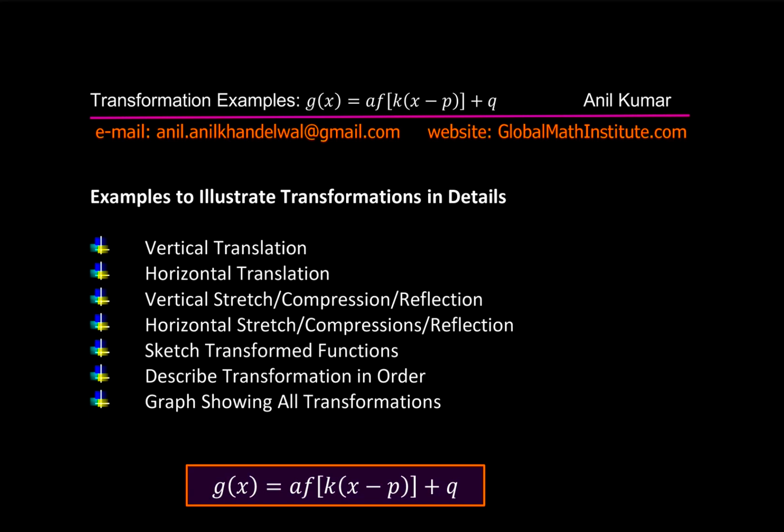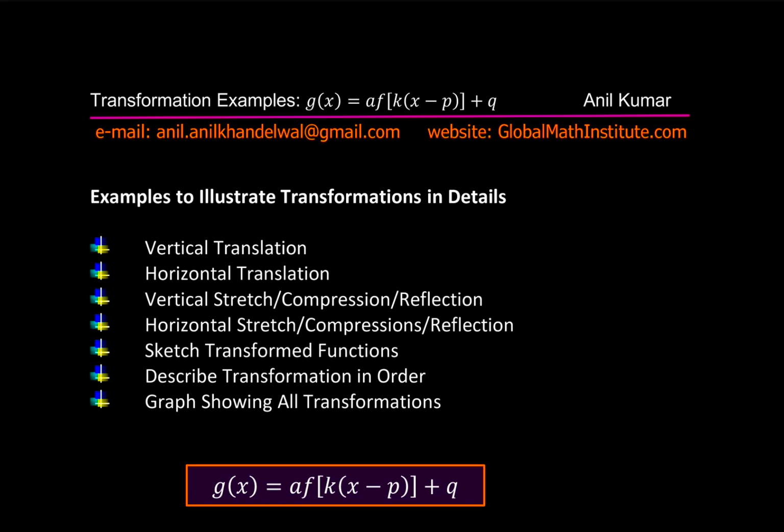In this video, we'll take up some examples which will help you understand how to perform transformations on functions. We'll consider examples with vertical translation, horizontal translation, vertical stretch, compression, or reflection, horizontal stretch, compression, or reflection. We'll sketch graphs with all the combinations of the above. We'll describe the transformations in an order so that they can be sketched. And then we'll graph transformed functions.